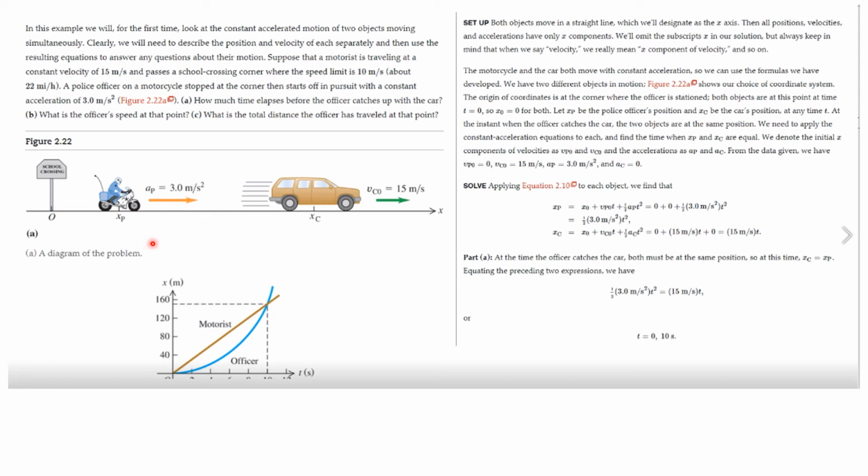Okay, so now we have equations for each of these. The policeman's equation is x0, which is 0. Their initial velocity is 0, so 0 and 0, but then it's 1/2 a t squared.